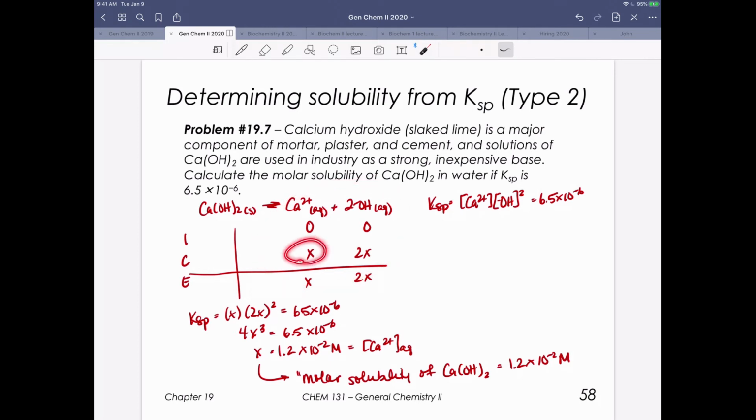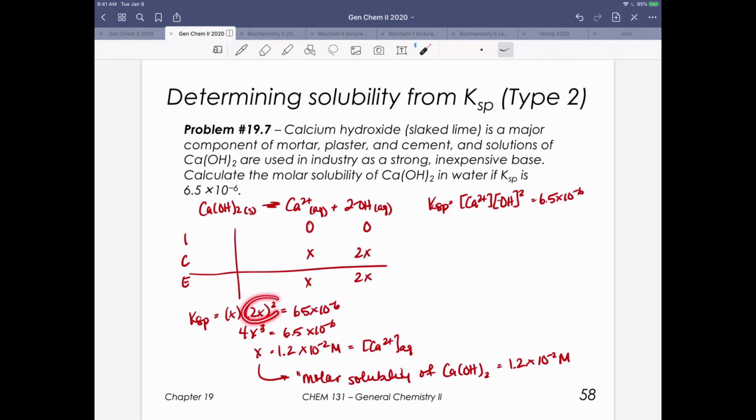Again, we're only going to have products appearing in our ice table. So this is going to be plus X, plus 2X. Remember, those coefficients matter here. So X and then 2X. Now this is another point where we have to make sure that we don't lose some important information. The KSP value is going to be equal to X times the quantity 2X squared.